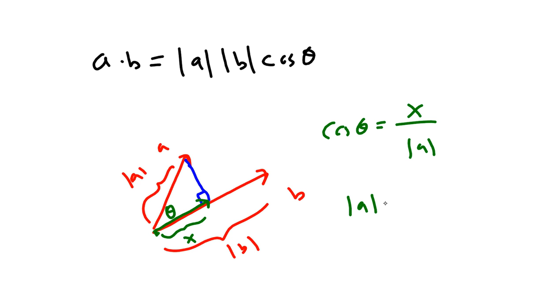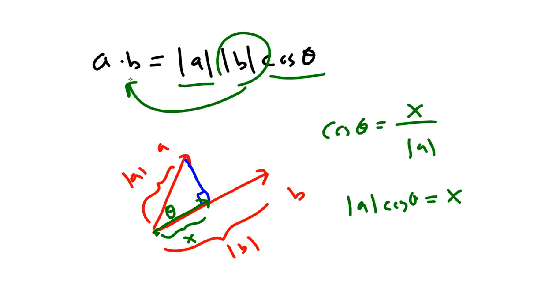Norm A cosine theta is equal to x. Well, if we look at this dot product up here, we can underline norm A and cosine theta, and then just get rid of norm B. We're going to divide that over the length of B, norm B. And what we end up getting is the length of A times the cosine of theta is equal to A dot B over the norm of B. So that's a pretty amazing fact.